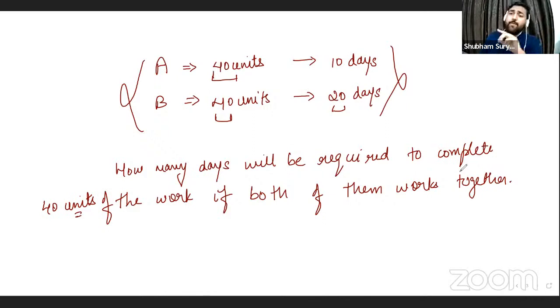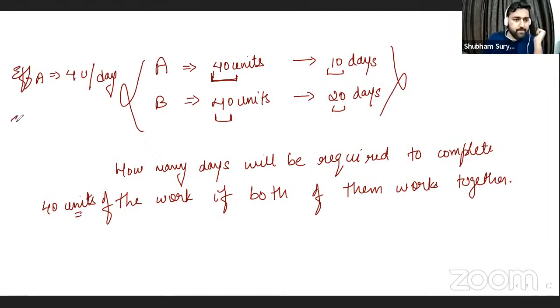Now, as I've said, whenever you get a question of time and work, the first thing that needs to be done is to figure out the efficiency of the individual person. If I look at person A, who can do 40 units of work in 10 days, first of all I'll figure out the efficiency of A. 40 units of work in 10 days means in exactly one day, person A can do 4 units of work. So it's 4 units of work per day. That's the efficiency of A.